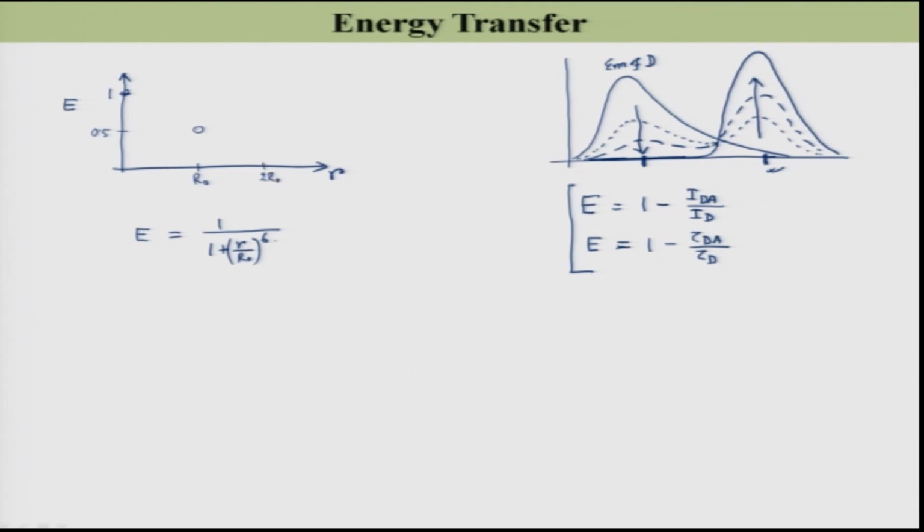And here is my another point, when R equal to twice R 0, then twice R 0 divided by R 0, that means 2 to the power 6, that is 64, then 1 divided by 65, that will come about 0.015. So, it is almost over here, and in between if you plot, the plot will be something like this. So, from here I can at least tell that when the efficiency of energy transfer is just 0.5, R is equal to capital R 0, which is my first touch distance.